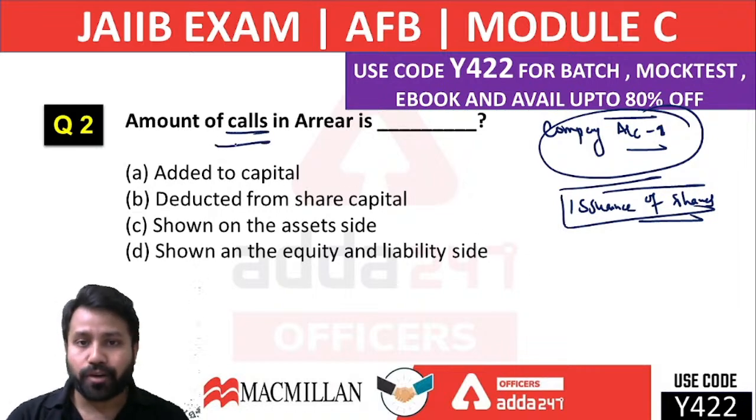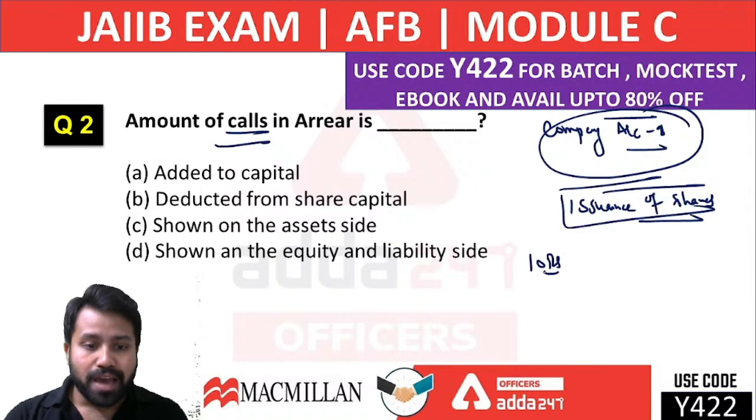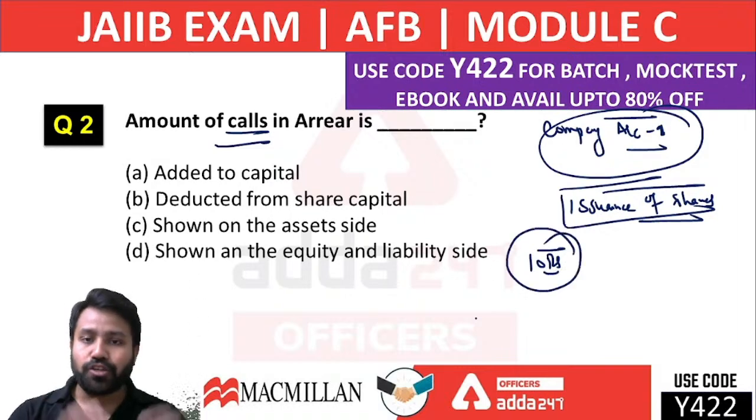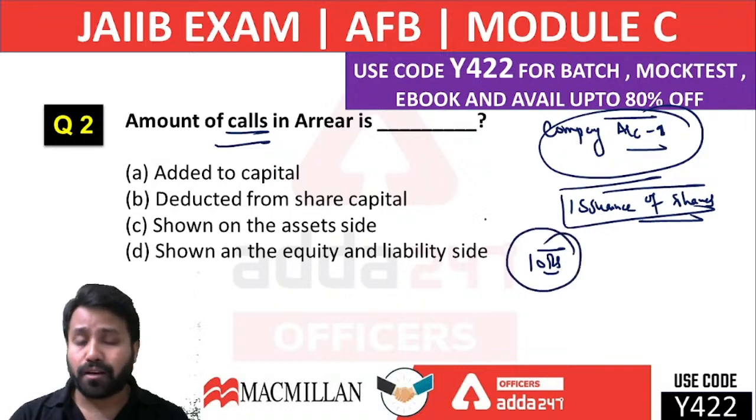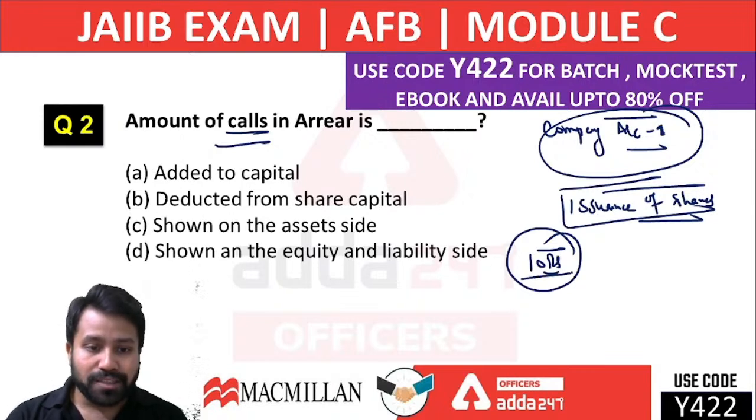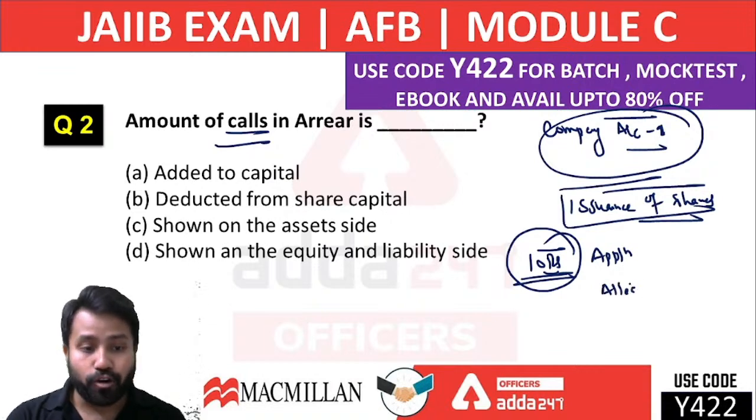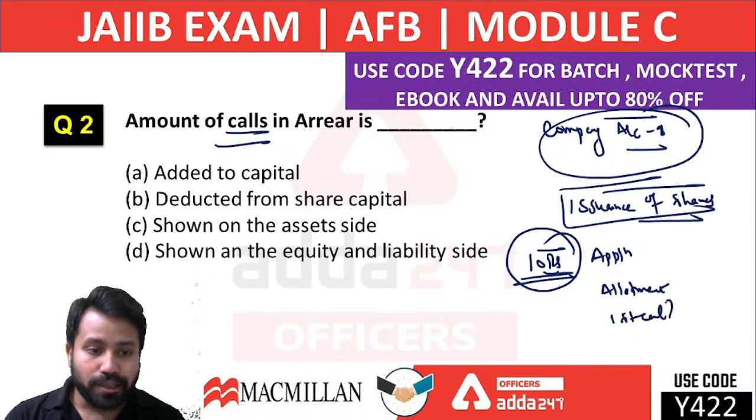Suppose that a company issues a share of face value 10 rupees, and suppose the company wants this amount in installments. Some amount in the application stage, some amount in the allotment stage, some amount in the first call, some amount in the second call.